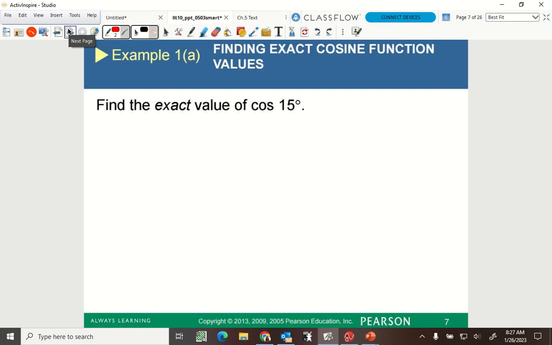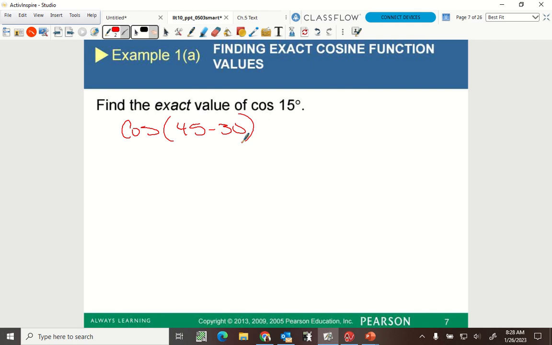Find the exact value of cosine 15. Is 15 on the unit circle? No, it's not. But using either addition or subtraction, we're going to add two known values or subtract known values to get 15. What two known values can I put together to get 15? 30 and 45. That would be good. So you're saying it would be 45 minus 30. So to find the cosine, it's going to be the cosine of 45 minus 30. In this term, my A value is 45, my B value is 30.